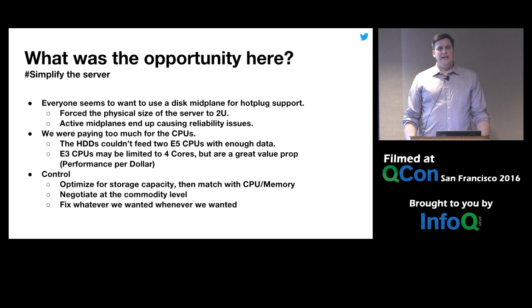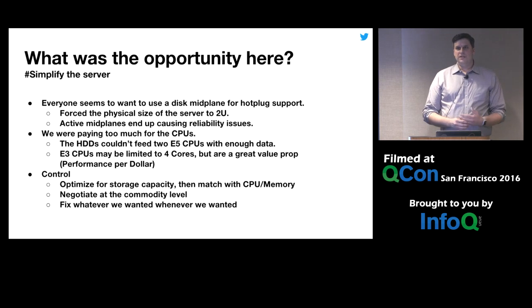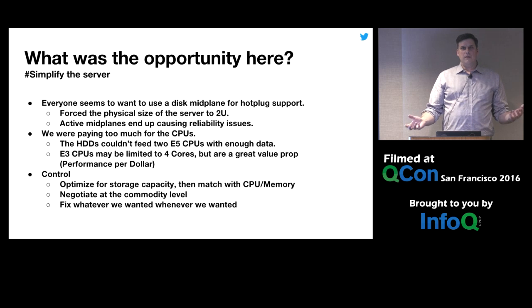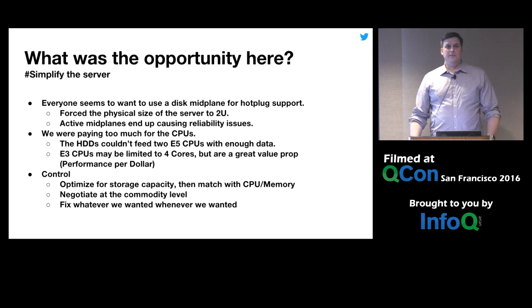There was a problem getting enough data off of the disks to feed the expensive CPUs that were in that system. So we needed to switch to a different CPU that was a better match for our ability to get data. We ended up with an E3 CPU that turned out to be a great match for data processing ability, for our ability to pull that data off of the disk.